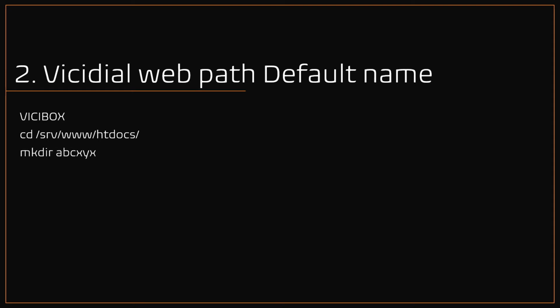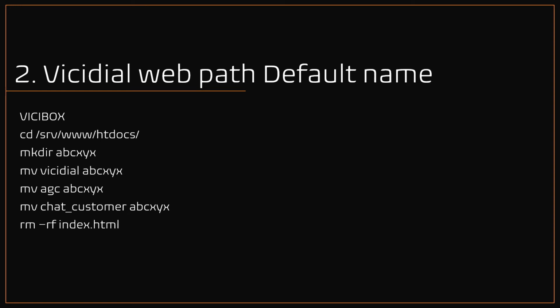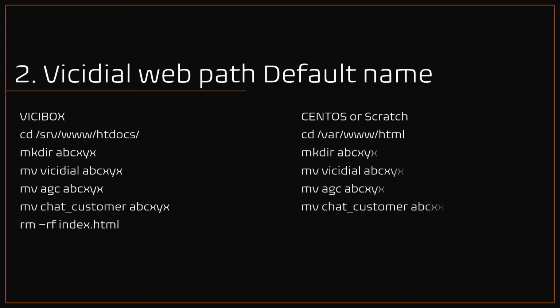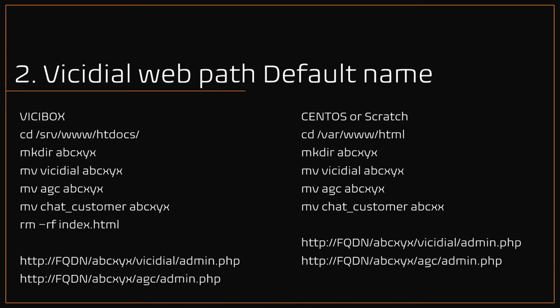Now create a folder using the mkdir command. For example, I create a folder named abcxyx. Now move all the vcdial related files and folders to our new folder using the mv command. Next, delete the index.html file, which basically redirects the users to the vcdial path, which showcases that we are using vcdial software. If you are using CentOS or another scratch install, the web root path will be /var/www/html. In a similar way, create a new folder and move all the vcdial folders to this new folder. Finally, you can access your vcdial with the new folder path as URL.